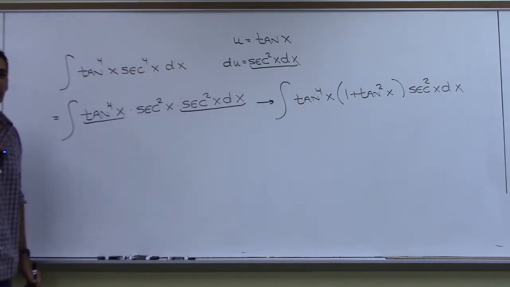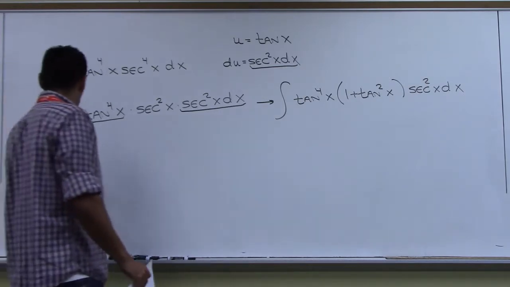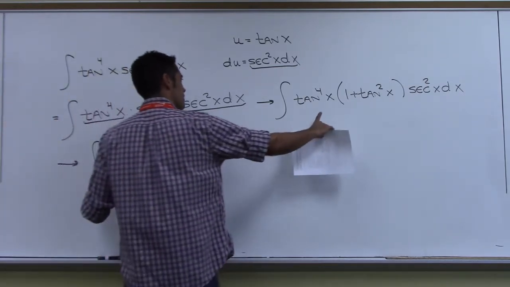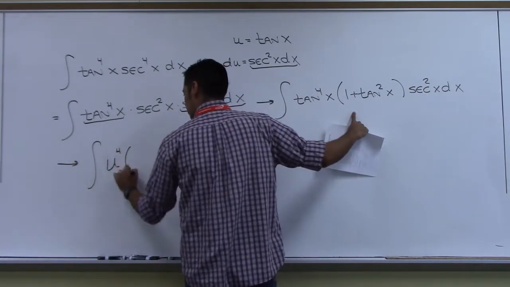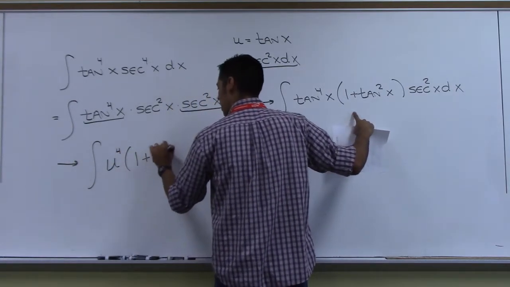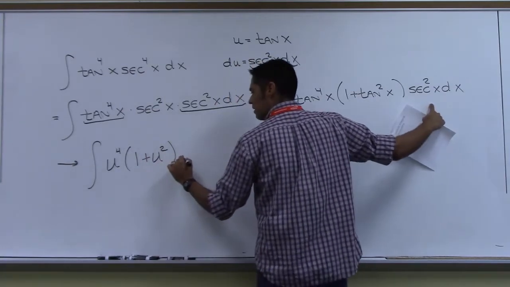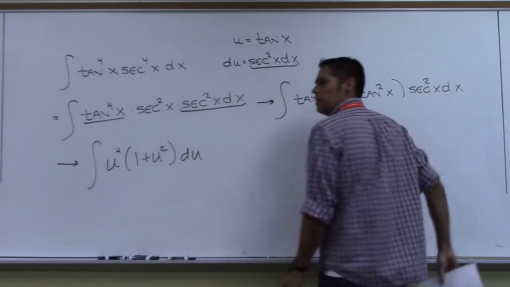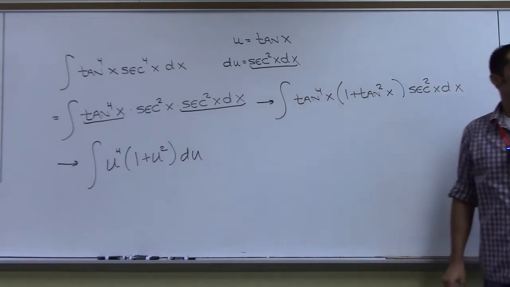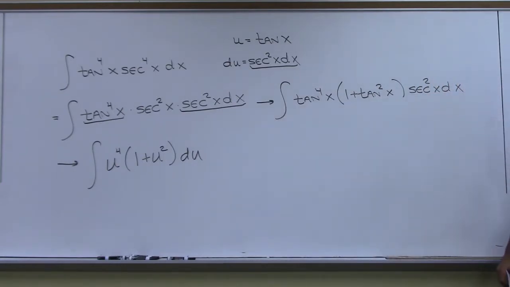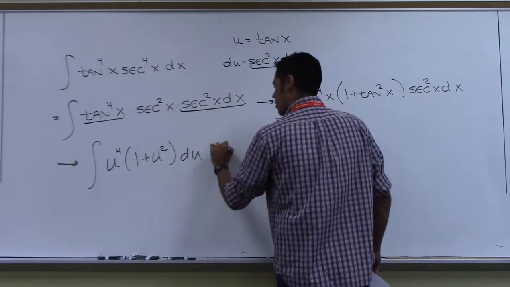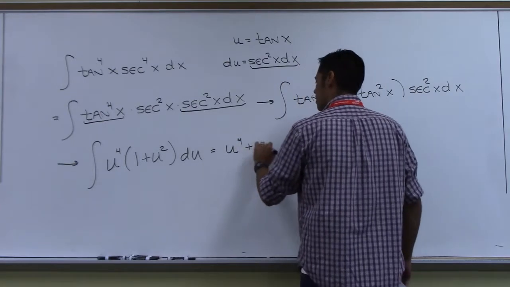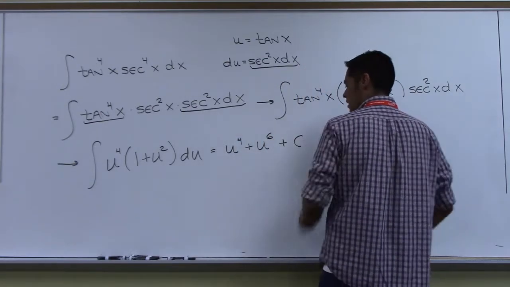How are we going to rewrite it now? In terms of u. Yep. So we've got u to the fourth, 1 plus u squared, and then all of this, du. And that's just a polynomial, right? Distribute your u through, power rule, and we're done after we switch everything back. So u to the fourth plus u to the sixth plus c.